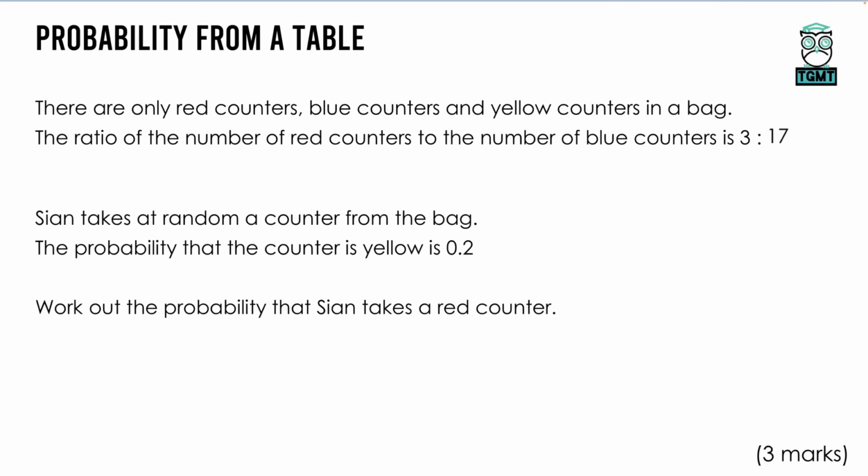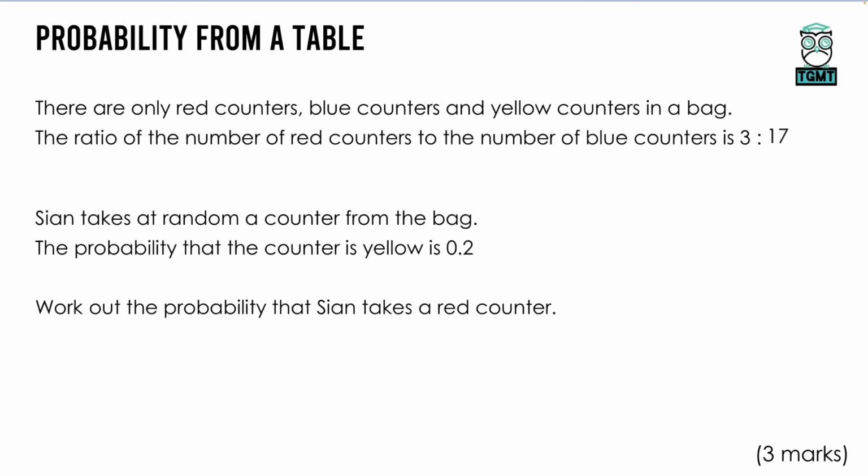Okay, so this next question is about probability from a table. Although you've probably noticed already there is no table in the question, but it says there are only red counters, blue counters and yellow counters in a bag, and the ratio of red to the number of blue is 3 to 17. Sian takes at random a counter from the bag and the probability that the counter is yellow is 0.2. Work out the probability that Sian takes a red counter.